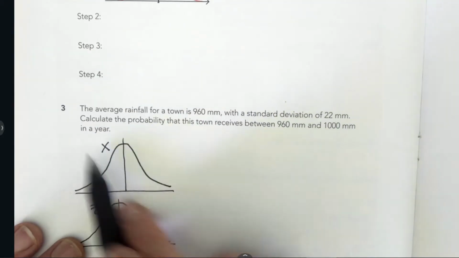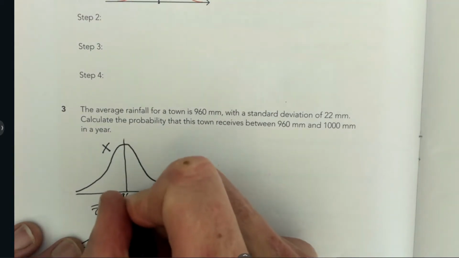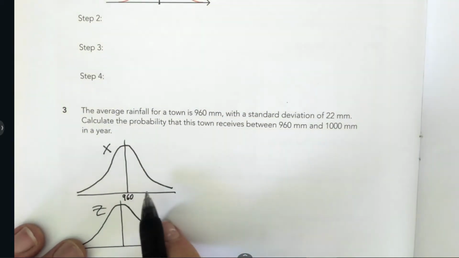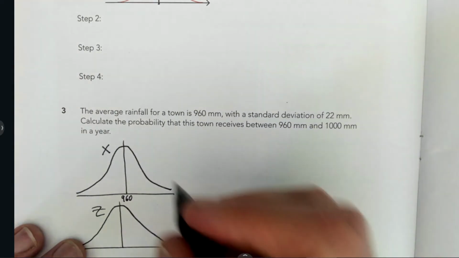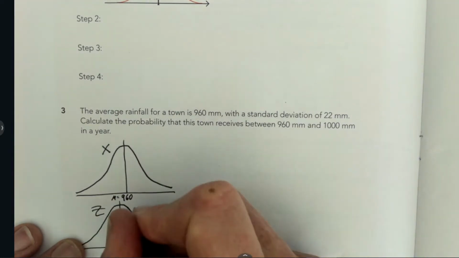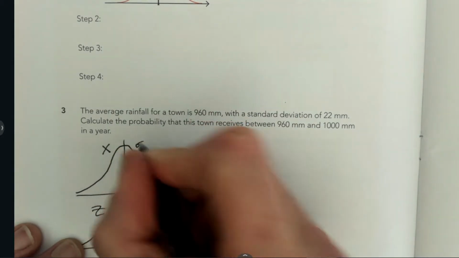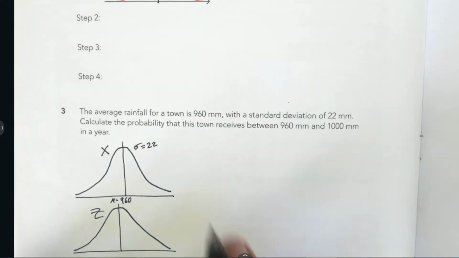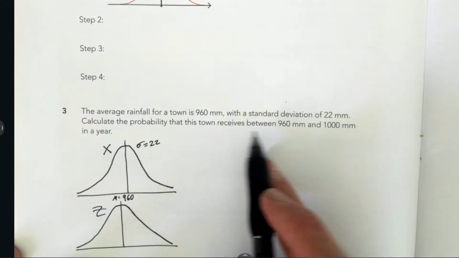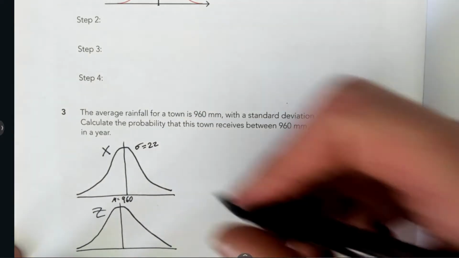Now, X. 960 is the average. Average is mean, median, and mode for a normal distribution. They're all in the middle. With a standard deviation of 22, so we're going to put mu equals that. I'm going to put it over here because I don't have space down there, sigma equals 22. Calculate the probability that this town receives between 960 and 1,000. This is just under 2 standard deviations, so I'm going to put it around about here.